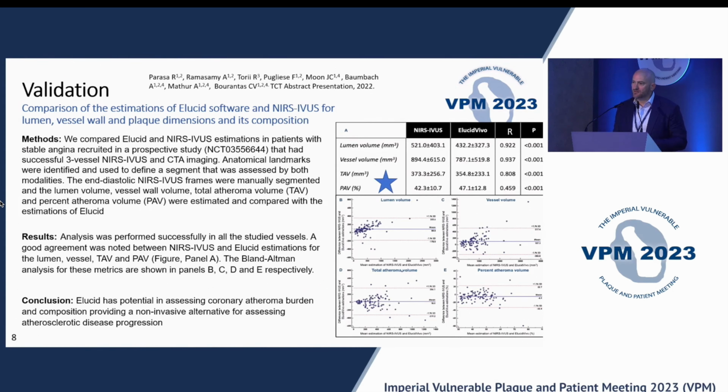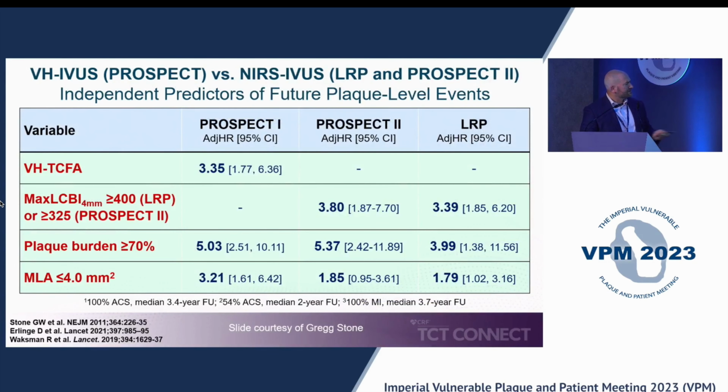It's currently not yet published, was presented at TCT last year, comparing, this happens to be the Elucid software, working with Christos Barantis' group, and showing that if you just look in 100 heavily diseased vessels, things like total atheroma volume and percent atheroma volume are reasonably similar, and this is certainly work that we're going to continue to refine towards publication.